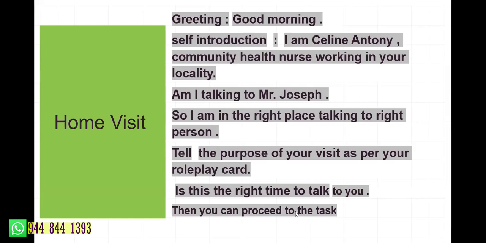And we can ask whether it is the right time to talk with the patient. We have to confirm that. Sometimes if we get an aggressive patient, after we start with the introduction, the interlocutor might say that this is not the right time, I'm busy right now, can you come after some time. It will not happen in a real setting, but sometimes with an aggressive patient we can get a reply like this. So it is better to always start by asking the patient's permission: is this the right time to talk with you? Then proceed to the task.